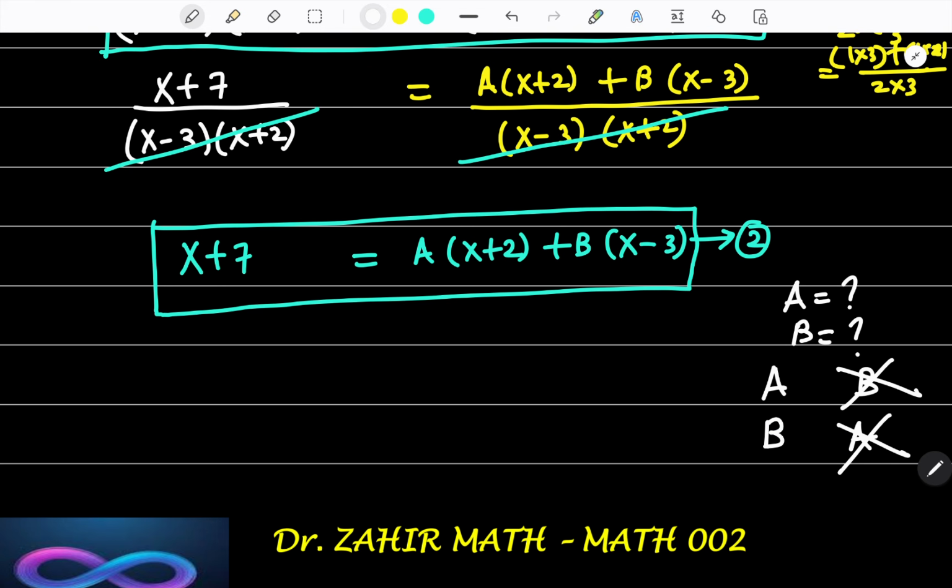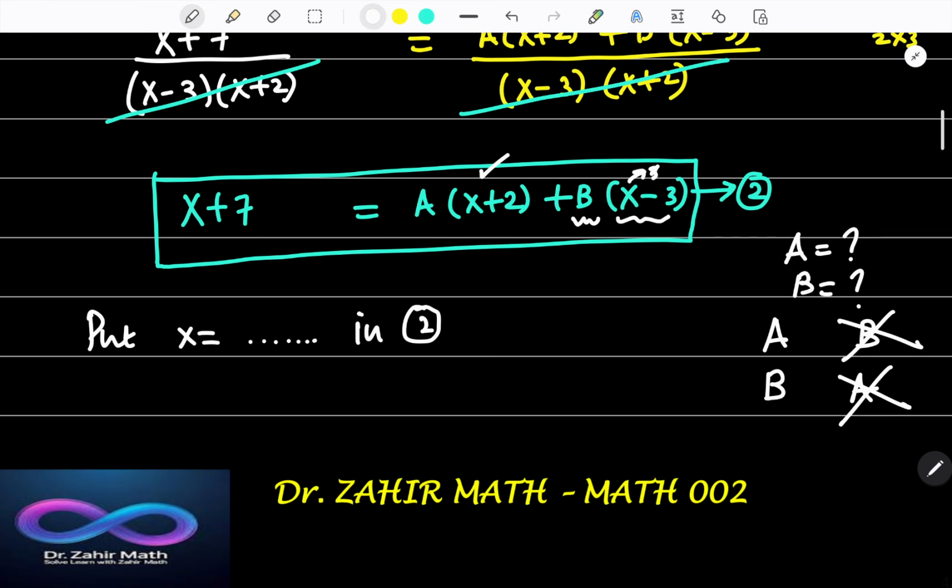Right? This is the main idea. Let us choose, put x is equal to... What is the value? Now think in your mind. In equation 2, I want A, but I don't want B. I want to make B as 0. How will it become 0? If I put x is equal to 3, 3 minus 3 is what? 0. Wow, nice.